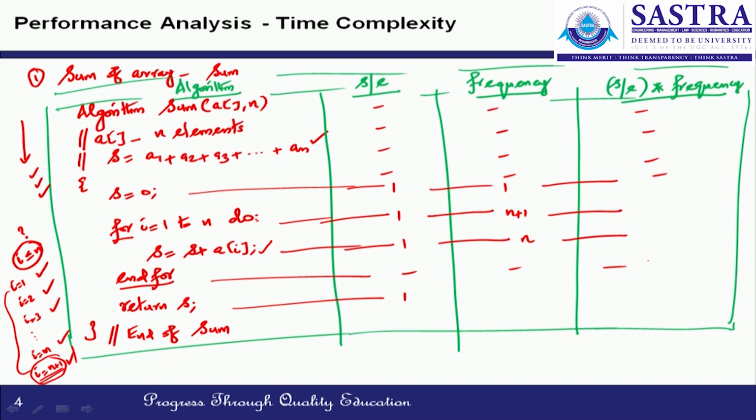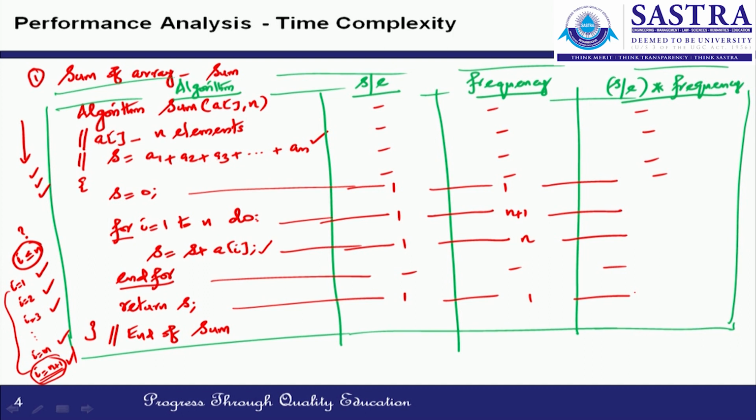Then, for the return statement: since the statements are executed in sequential order, return is executed only one time. So, frequency is 1 here. This is the frequency column corresponding to this algorithm sum.